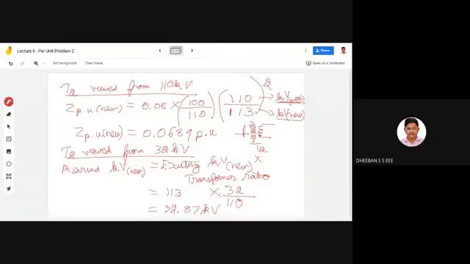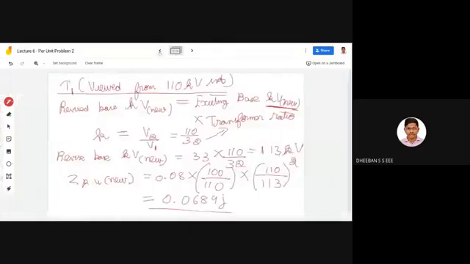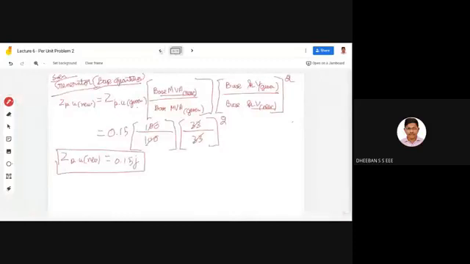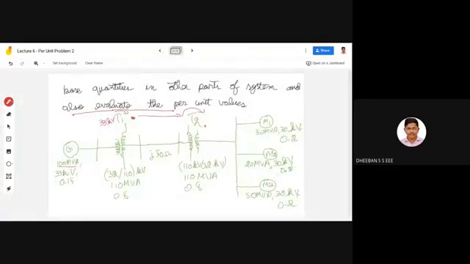So this revised kV is the thing we will be using after your transformer secondary. After this part, this is the value you'll be using. 32.87 is the thing you'll be using after this point.